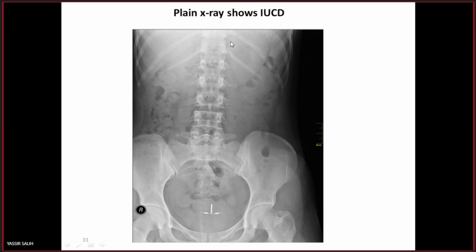But this is plain X-ray. This is plain X-ray or plain radiograph for the abdomen. We don't know where the IUCD is; sometimes perforation of the uterus can happen, and you find it within the abdomen. But this, for example, is the IUCD appearing as opaque. This is IUCD in plain X-ray.